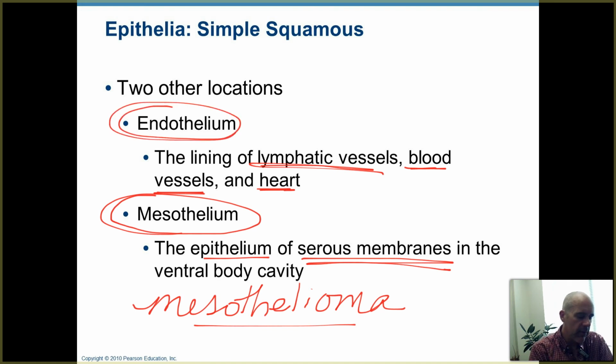Endothelium, up here, I forgot to mention that. The inside lining of lymphatic vessels, blood vessels, and the heart can also be called an endothelium, because that's an epithelial tissue. You have a lining, an inside space in the body that does not have any opening to the outside.